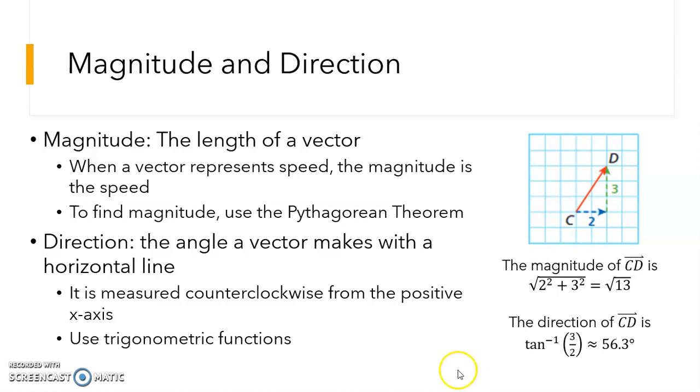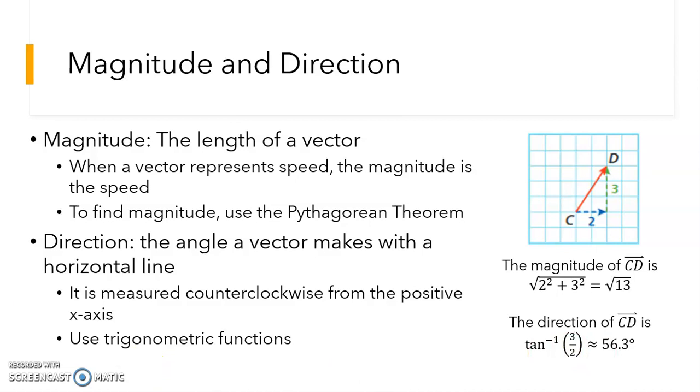But to find the angle, we're going to use trig functions, specifically the tangent function, because generally with vectors, we know the vertical component and the horizontal component. And that's the opposite side and the adjacent side. So we would use tangent. And anytime that you want to find an angle measure, you use the inverse function. So I did inverse tangent of 3/2 because it's opposite over adjacent. And I typed it into my calculator and I got 56.3.